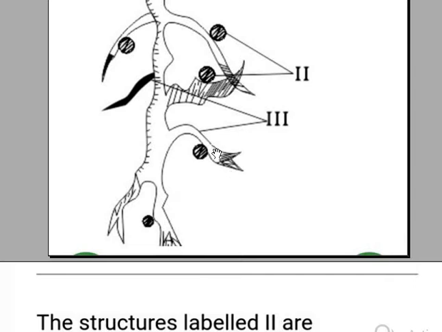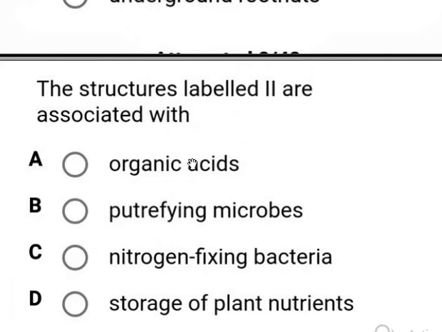So the structure labeled Roman 2 is associated with nitrogen fixing bacteria. Of course, these bacteria reside in the structure labeled Roman 2, fixing atmospheric nitrogen into the soil. So this is the correct option. Option C is the best option, which is nitrogen fixing bacteria. Okay, so next question.